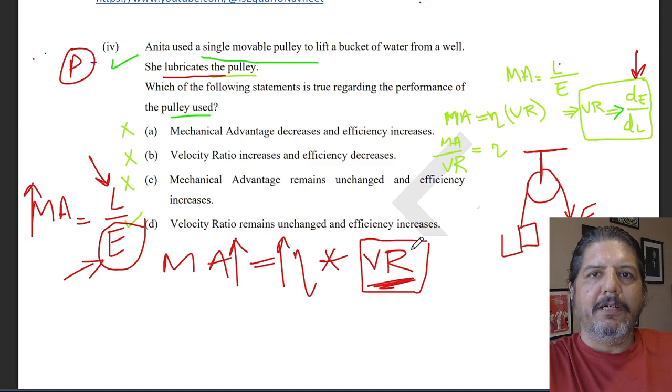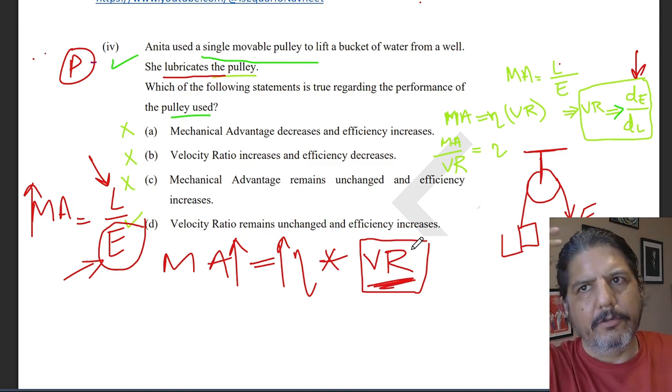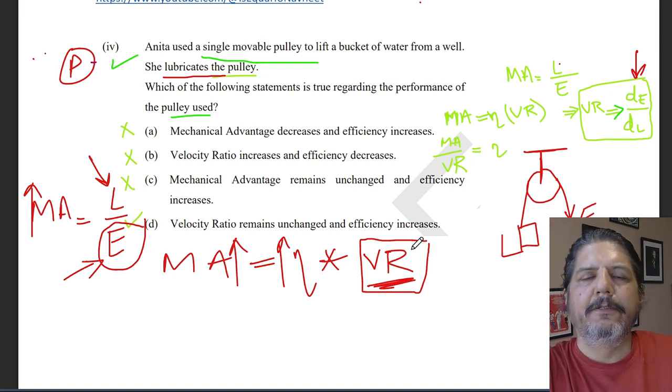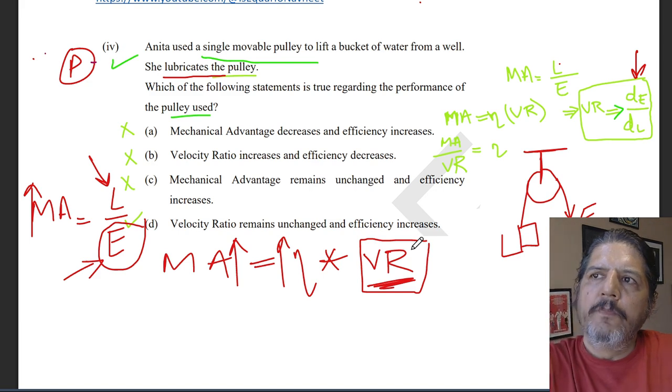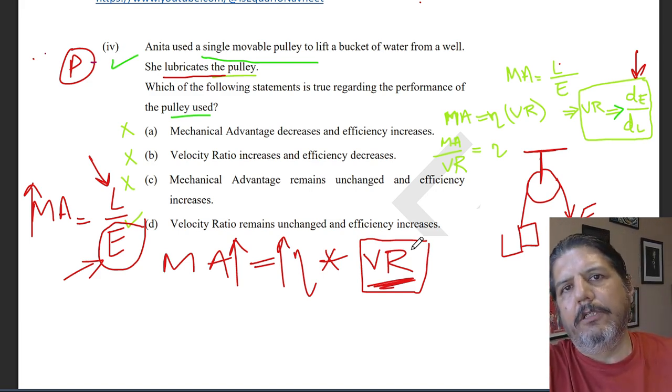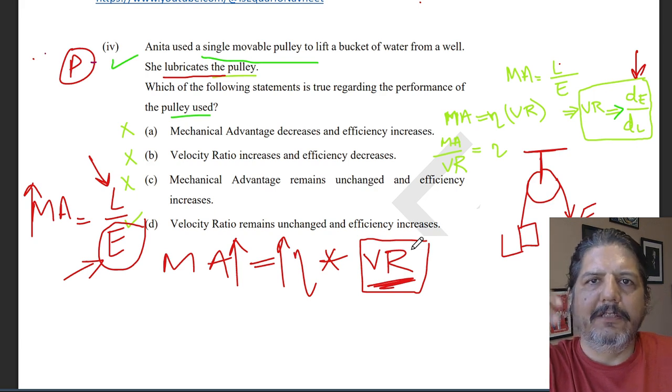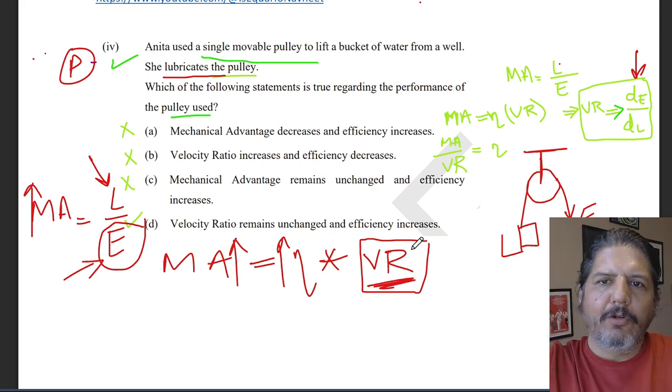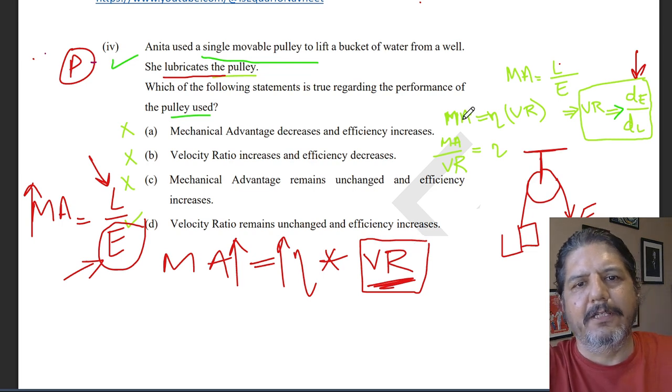These kind of questions are asked time and again in one form or the other. One thing that you can always keep in mind is that the VR doesn't change. It is only the mechanical advantage and the efficiency which changes. So if the efficiency is increasing, the mechanical advantage will increase. If the efficiency is decreasing, the mechanical advantage will decrease. So VR remains the same.